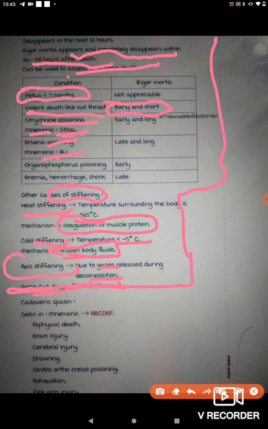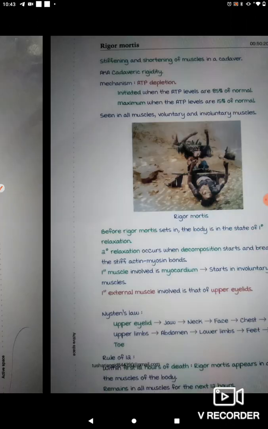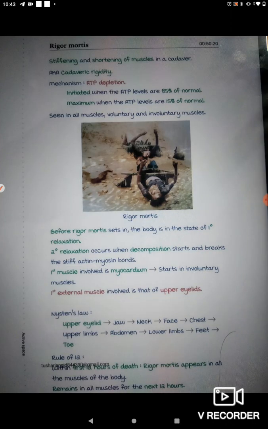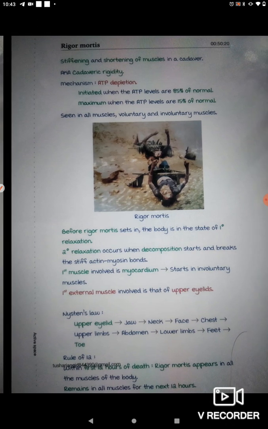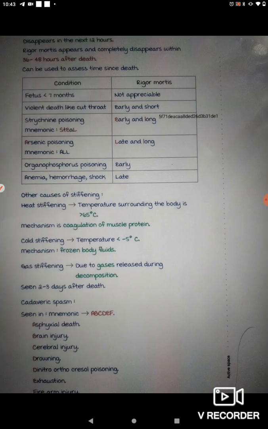Then after that we will see cadaveric spasm or cataleptic rigidity. So what we have seen so far: in rigor mortis, there is stiffening and shortening of the muscle. It occurs due to ATP depletion; it starts when ATP is 85% of normal, and when it is 15% of normal it is maximum. Rigor mortis first occurs in the myocardium, and in the voluntary muscle of the upper eyelid. Nysten's law and the rule of 12 apply to rigor mortis.